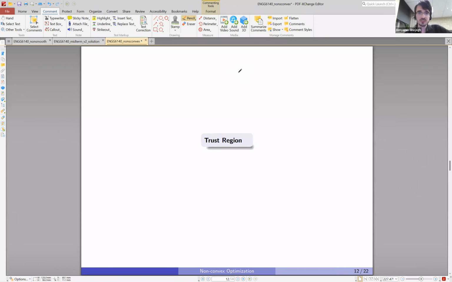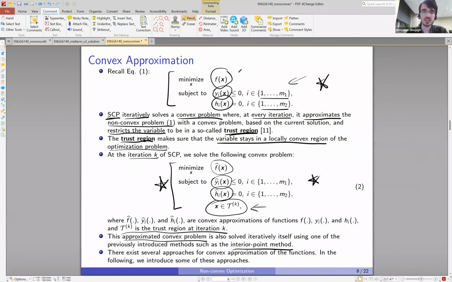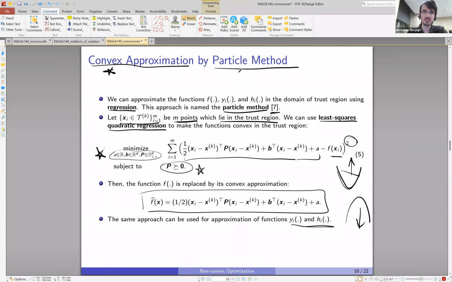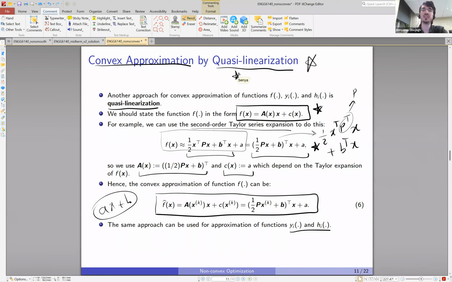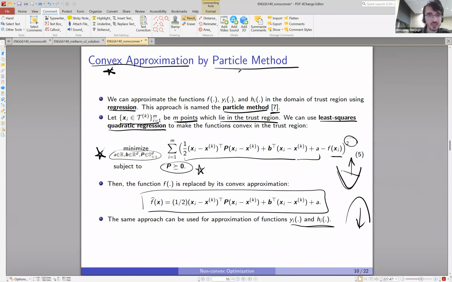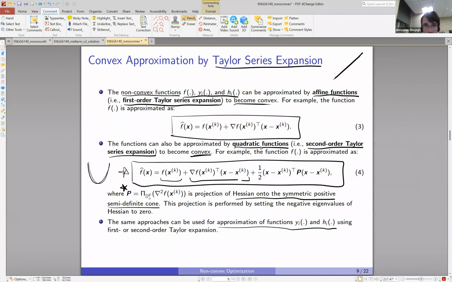Now, so we introduced three approaches to have convex approximation of f, g, and h using either Taylor series expansion, particle method, or quasi-linearization. Now let's talk about trust region. Do you remember what trust region was? Here we talked about it. Trust region makes sure that the variable stays in a locally convex region of the optimization problem, right?